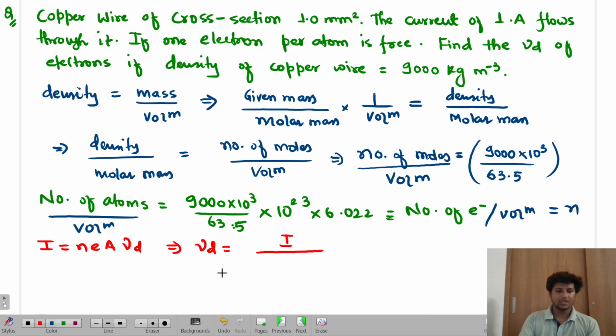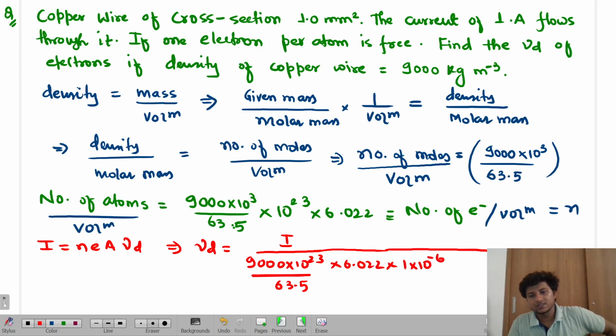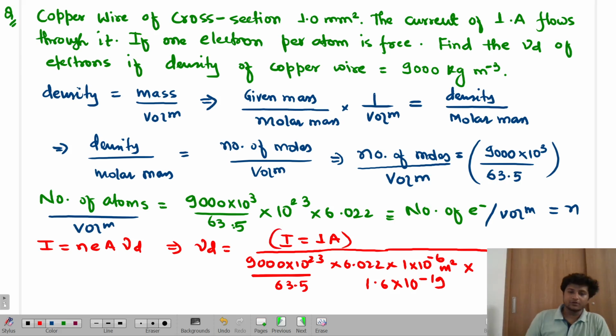So I by nE, n is this big number: 9,000 into 10 to the power of 23, into 6.022 divided by 63.5. Area is also given, 1 millimeter square, so 1 into 10 to the power of minus 6 meter square. Then e is 1.6 into 10 to the power of minus 19, and I is equal to 1 ampere. Put the values and you'll get the answer. Are you able to get me or not? This is the whole calculation you need to do.